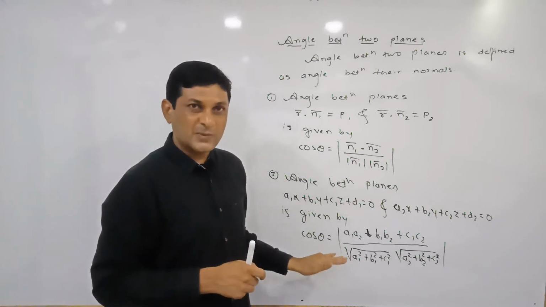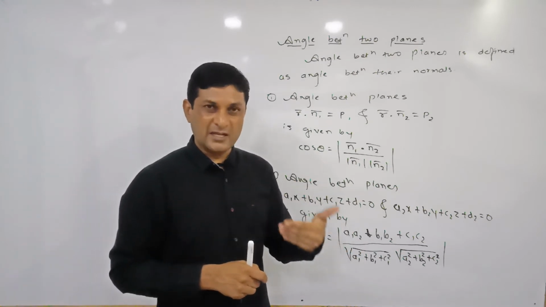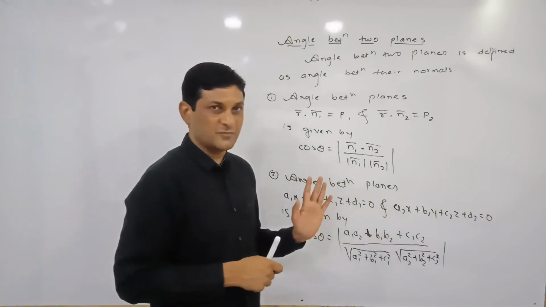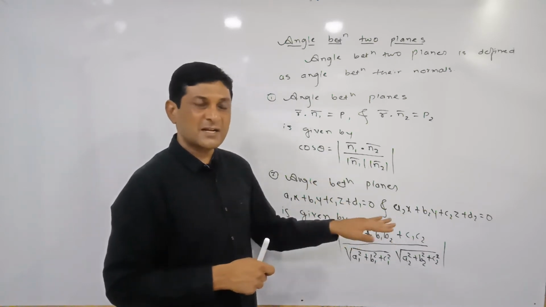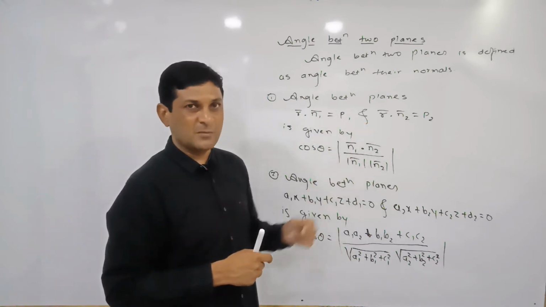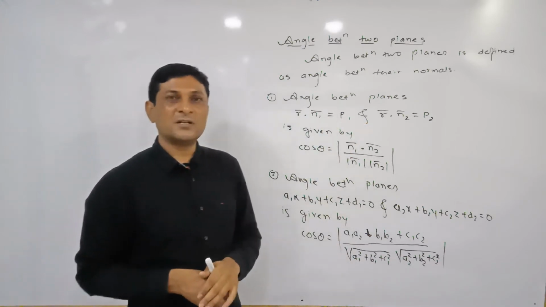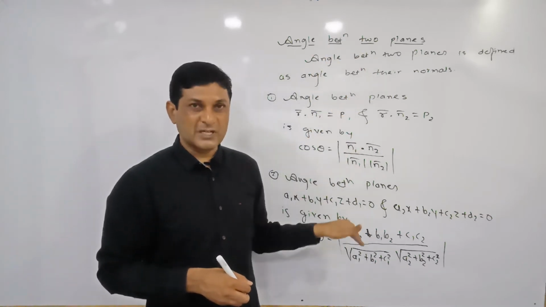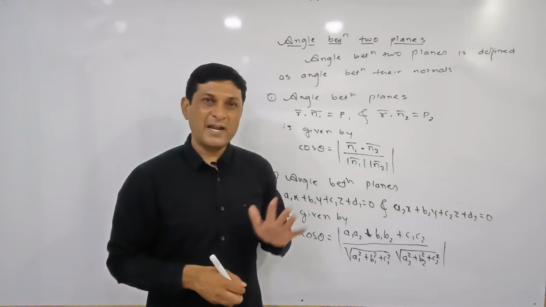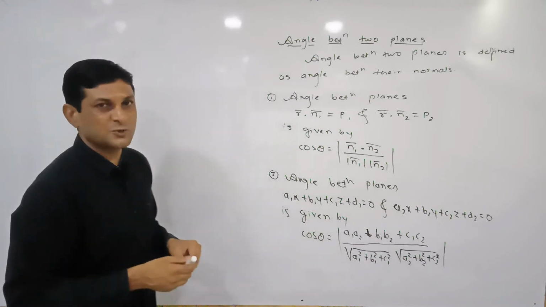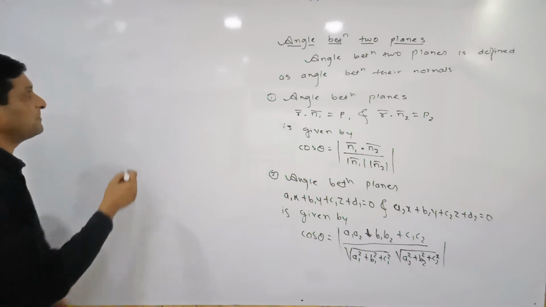This formula is applicable to find the angle between two planes if their equations are in Cartesian form, that is, Cartesian equations in general form, and the earlier one is for vector equations in general form. So we have got the formulas to find the angle between two planes in both cases, in vector form and in Cartesian form. Now let us discuss the condition for planes to be perpendicular and planes to be parallel.